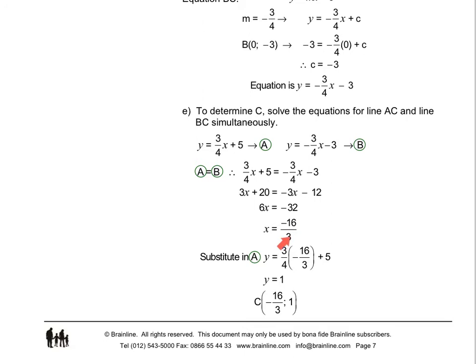Then I'm not finished. I have to take this x value and substitute it into any one of my equations to get the corresponding y value. So if I substitute into my first equation the x with minus 16 over 3 and simplify my fractions and then add 5, y is equal to 1. In other words, the coordinate C will be where x is minus 16 over 3, y is equal to 1. That brings us to the end of this lesson, and you may now start with the activity.